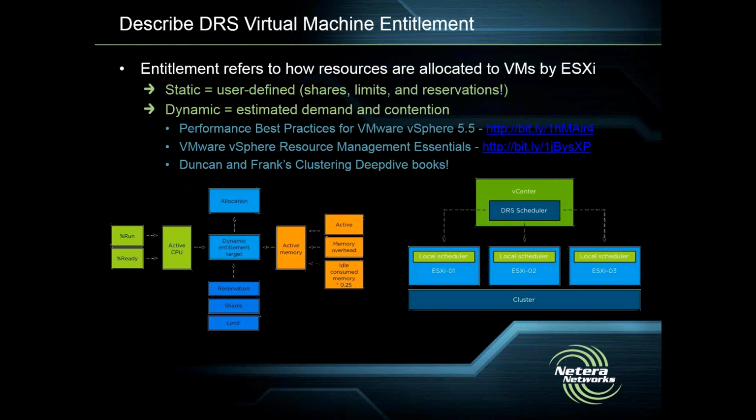When we talk about static entitlement, we mean those things that users change, like shares, limits, and reservations. Shares, limits, and reservations are hit hard in the test, I believe, at least in my experience, which, by the way, I should say I haven't taken the 5.5 exam. This is all based on documentation available online that you should definitely check out. And dynamic entitlement, which is vSphere itself between vCenter and the ESXi hosts, pulling metrics and figuring out exactly how much or how many resources the virtual machine is asking for, and therefore not only how much it's asking for, but how much the system has to allocate.